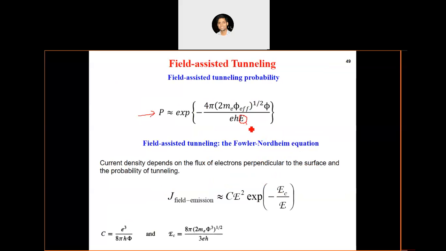So that is why we need to apply a very high electric field. Only then does the probability become significant enough for field-assisted emission, or field emission, of electrons. Okay.